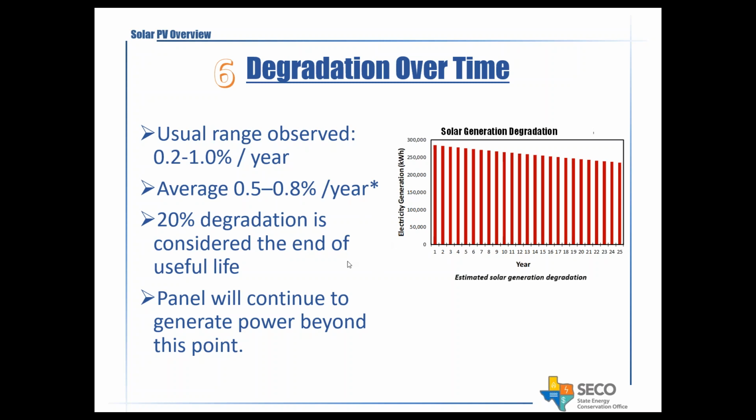And 20% degradation is considered the end of useful life, but the systems will continue to produce energy even after that 20% degradation. That's just what is considered by definition to be the end of the panels' life. So even though they're producing 20% less than the original nominal capacity, they'll still be able to function after that point.